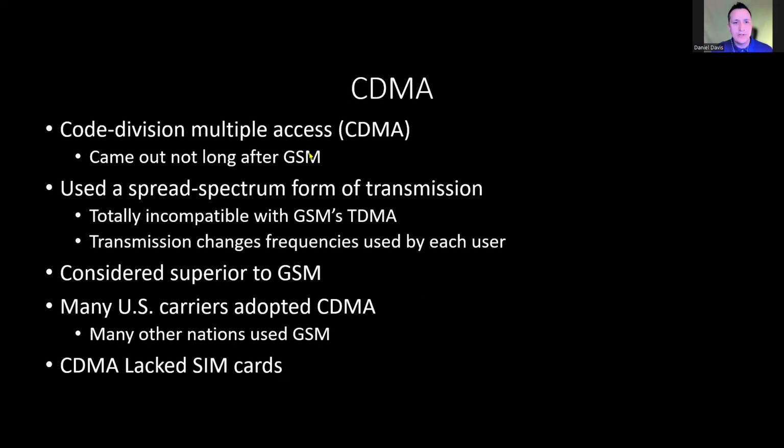CDMA, Code Division Multiple Access, came out not long after GSM. It used a spread spectrum form of transmission, totally incompatible with the GSM TDMA technology. The transmission changed the frequency used by each user. It was considered by many to be superior to GSM.